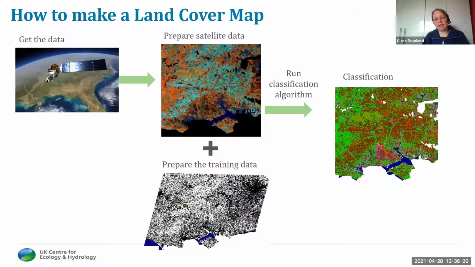And we make it from satellite data. So satellites acquire the data. We then do various bits of pre-processing to the data. And we also create a set of training data. The training data basically tells our classification algorithm what the land cover is at a particular location. And that means that the classification algorithm can learn what a color in the satellite image means in terms of land cover. So this then is the final land cover data set.